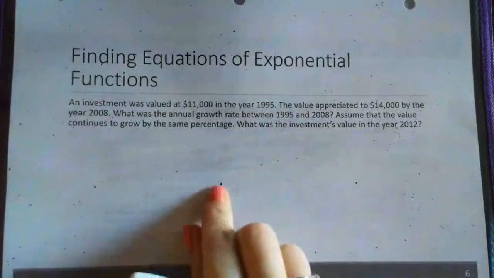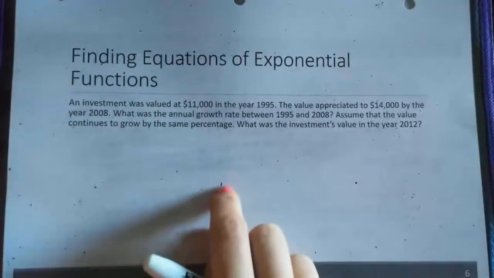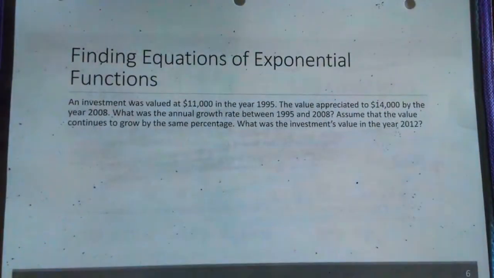Next up, an investment was valued at $11,000 in the year 1995. The value appreciated, meaning it went up, to $14,000 by the year 2008. What was the annual growth rate between 1995 and 2008? We are going to assume that the value continues to grow by the same percentage. And then we want to know what is the investment's value in the year 2012.